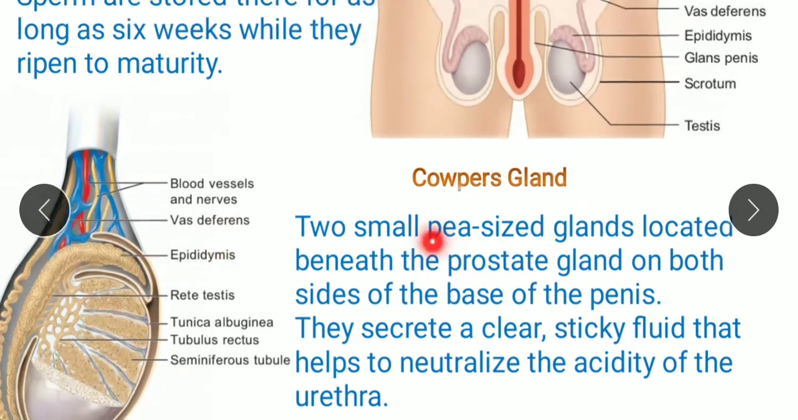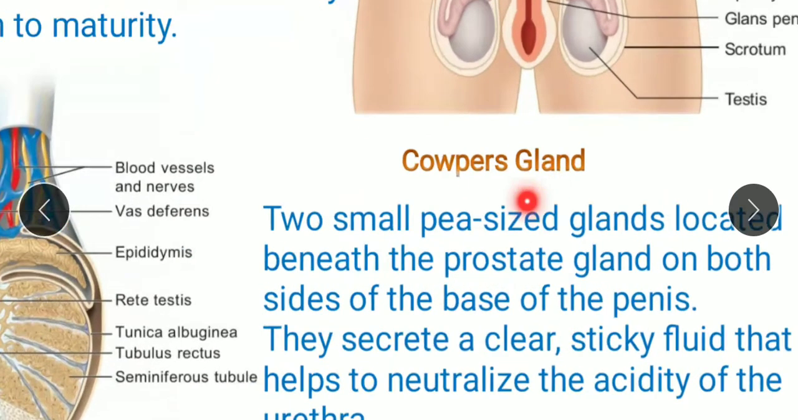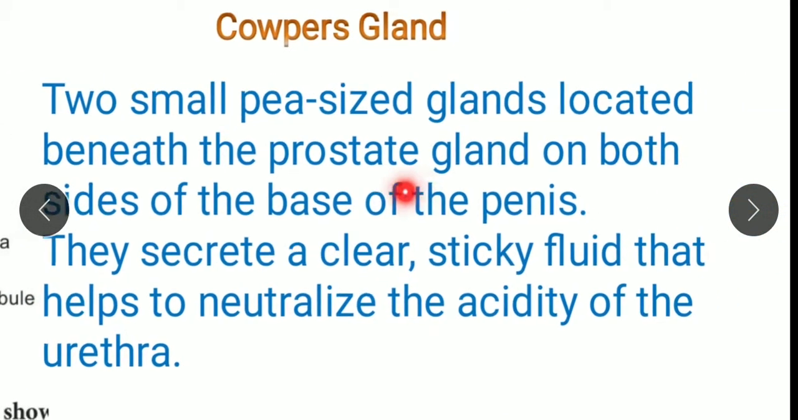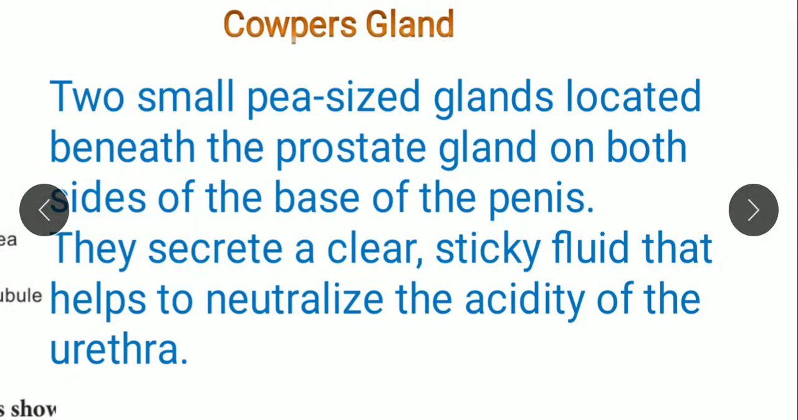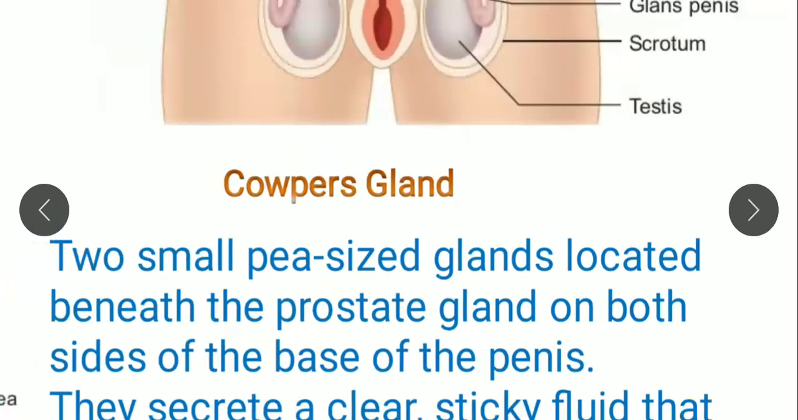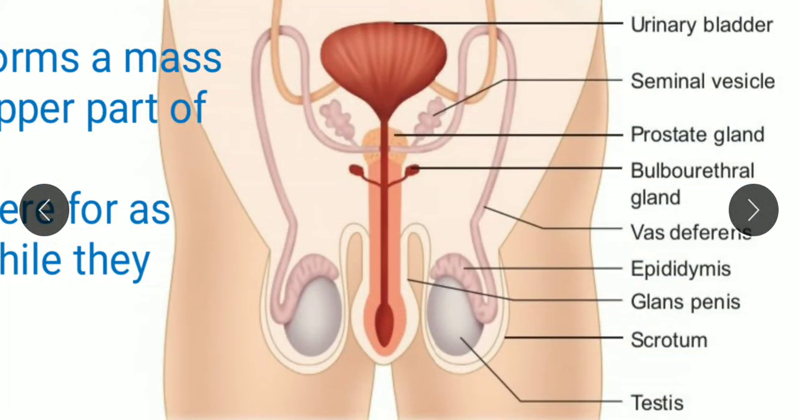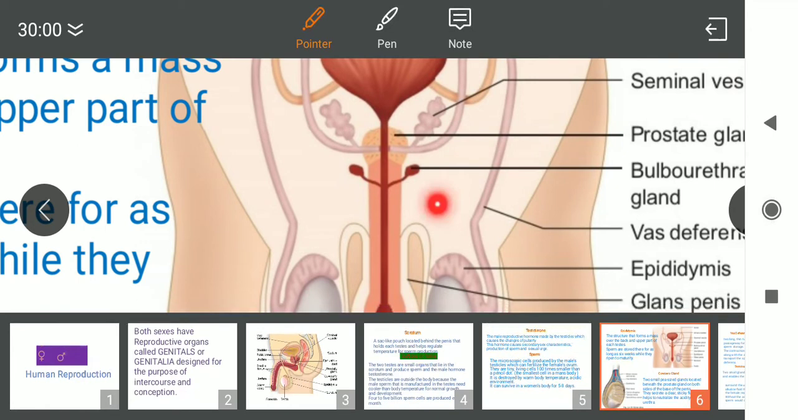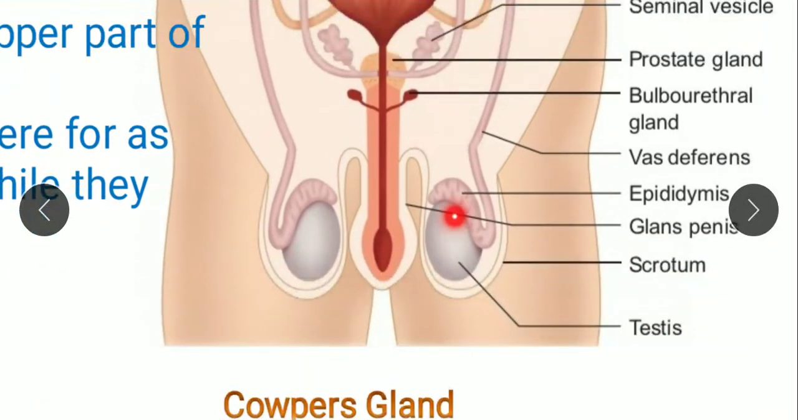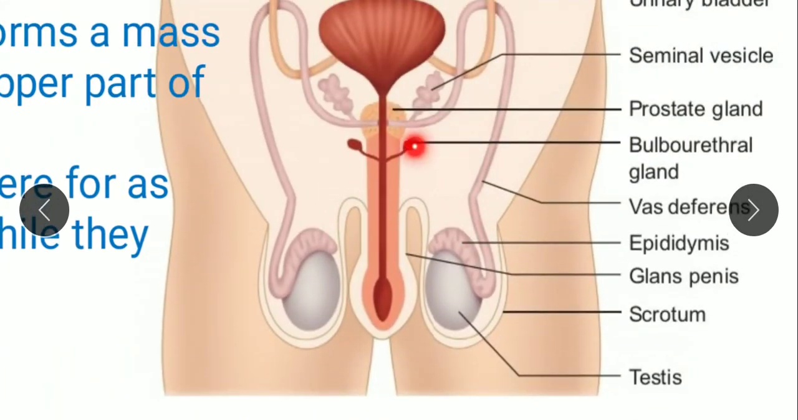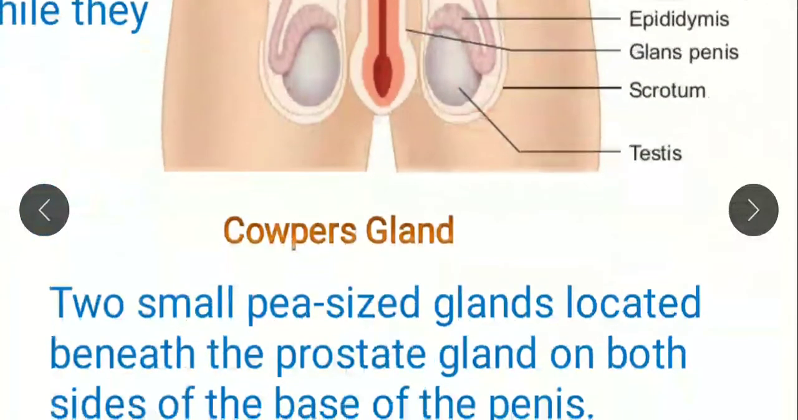Next one, Cowper gland. Cowper glands are 2 small pea-sized glands located beneath the prostate gland, on both sides of the base of the penis. See the picture. This is the penis, and this is the prostate gland. On both sides of it are the bulbourethral glands.